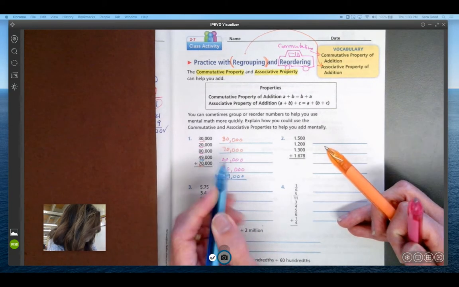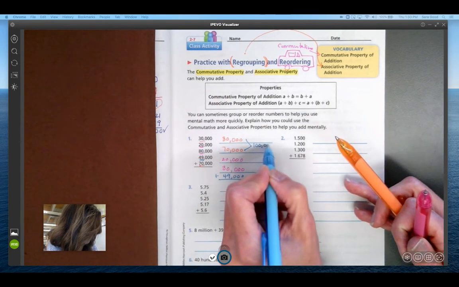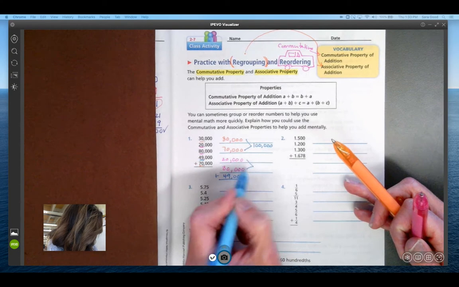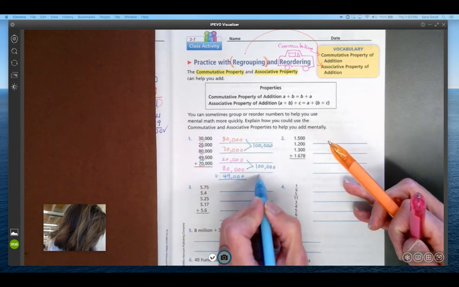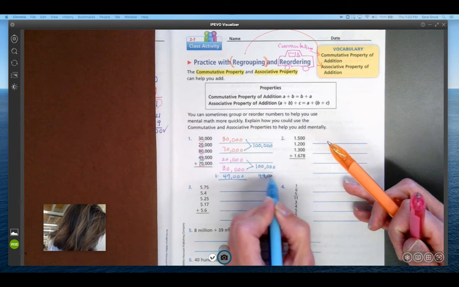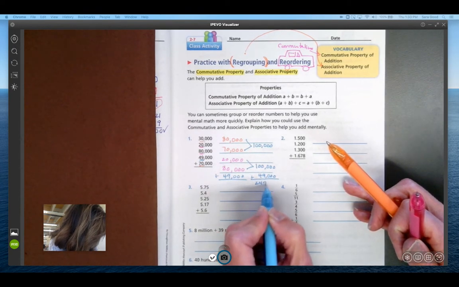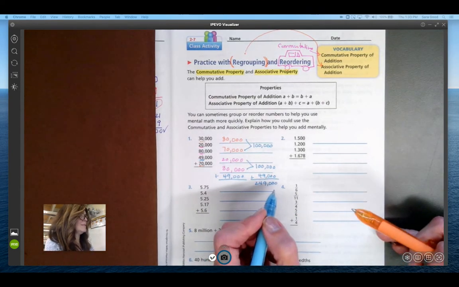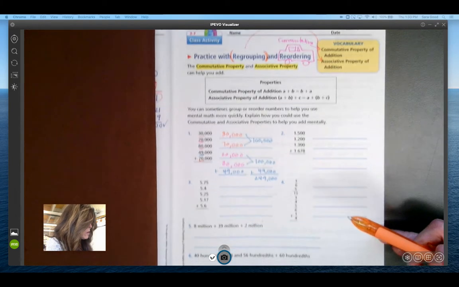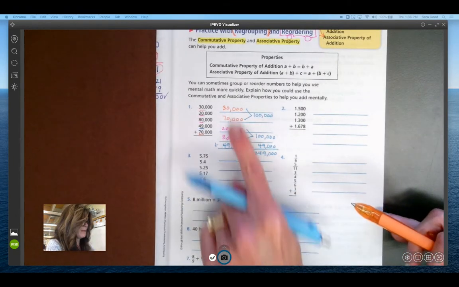And look at that. 100,000 plus 100,000 plus 49,000 is 249,000. There we go. See how I recorded that? All right. So I can associate, I can commute and associate up and down.